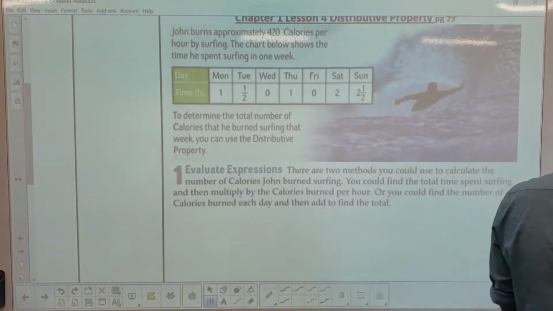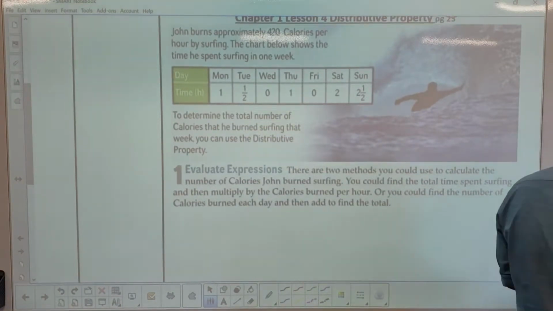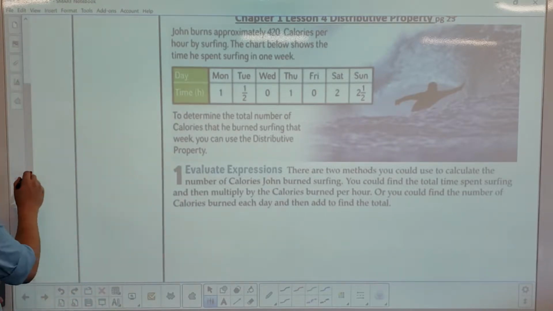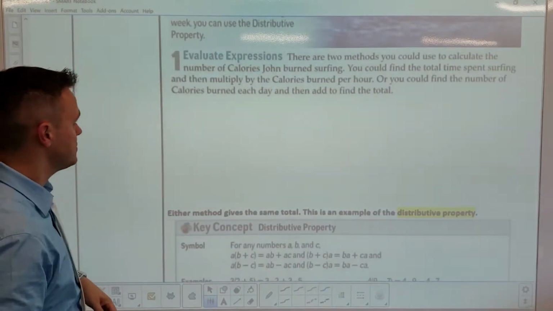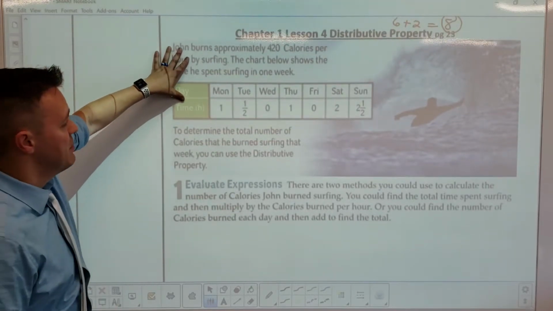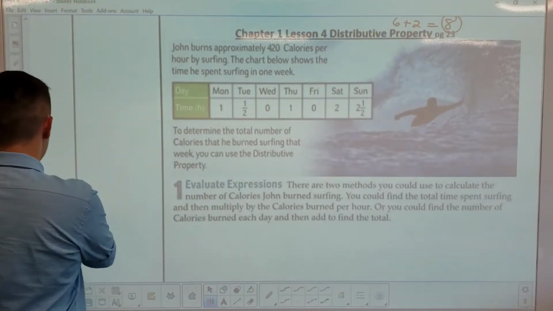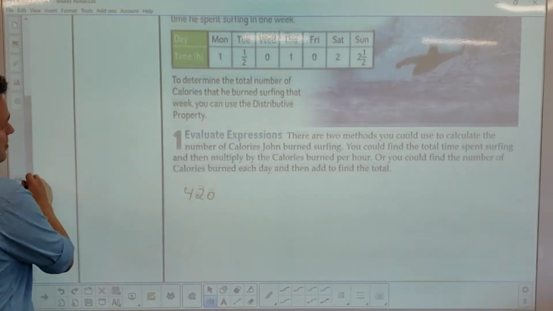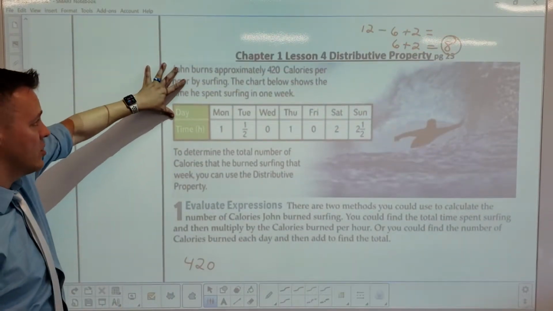All right, 1.4, distribution method. This method is just kind of another way to explain a couple different things to you guys, and for you guys to understand kind of how you do evaluations, okay? It talks about John, he burns 420 calories. So that's an important number, so I'm going to make sure I write that down here, 420. He does per hour surfing.